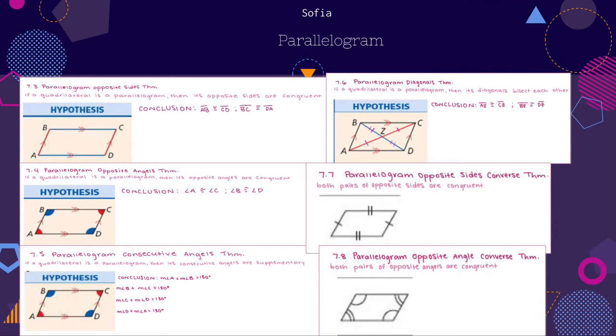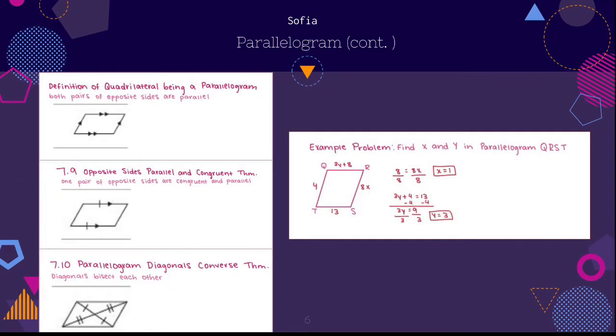For parallelograms, there are around 11 theorems, including converses and regular ones. The definition of a quadrilateral being a parallelogram is if both pairs of opposite sides are parallel. The example problem for parallelograms is to find x and y in parallelogram QRST. So you set up the opposite sides equal to each other. This is because of the parallelogram opposite sides theorem. With that, you should get x equals 1 and y equals 3.